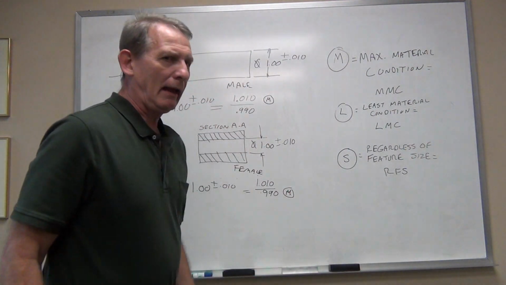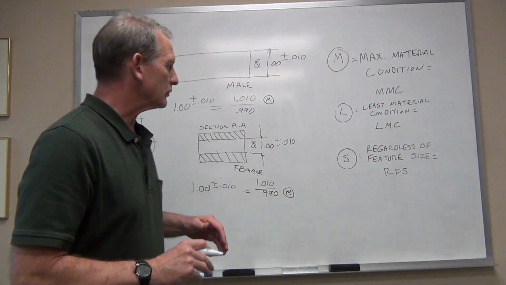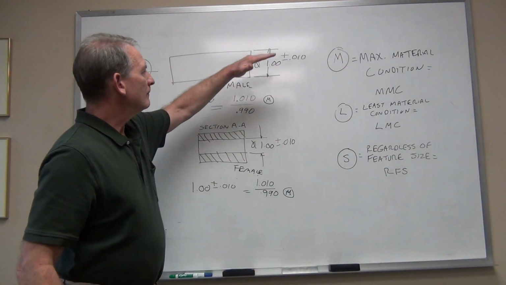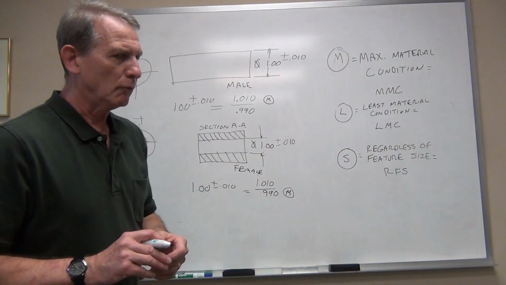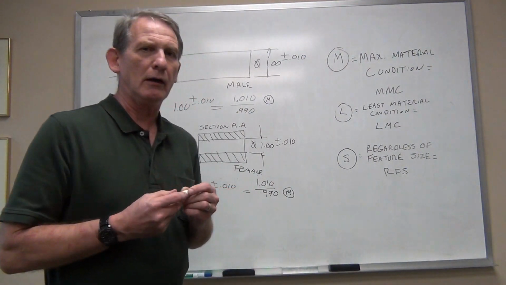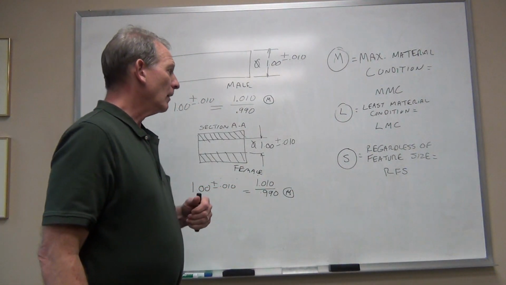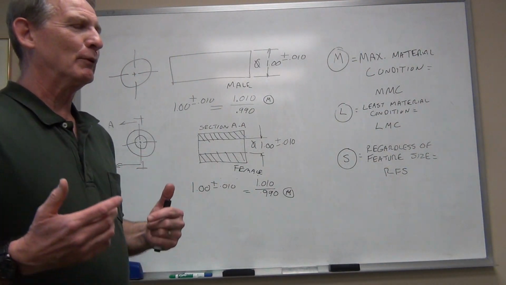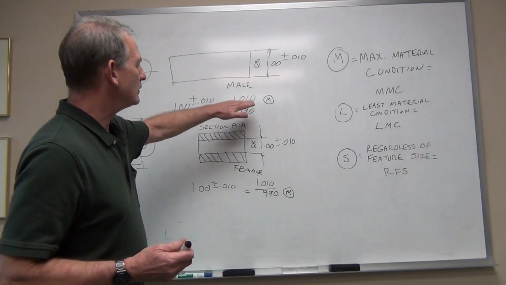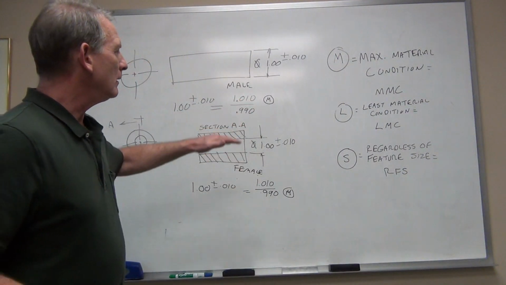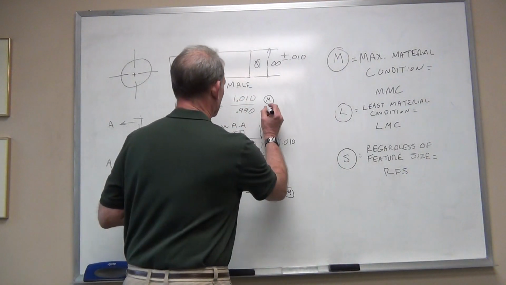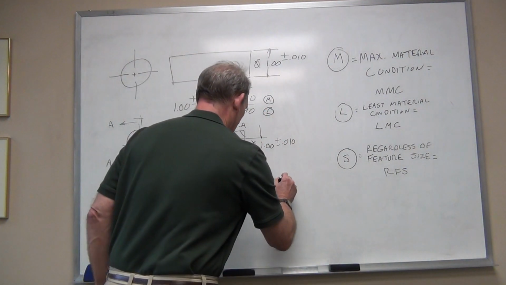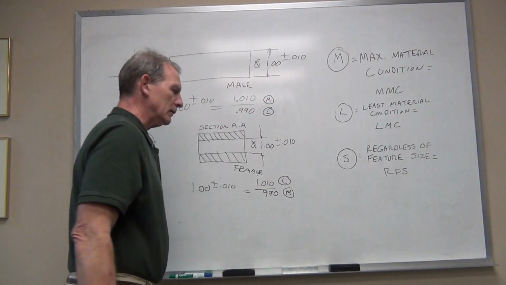So we make that a maximum material condition at 990 thousandths for the female part, 1 inch and 10 thousandths for the male part. The rest of it's pretty easy. Once we get those two right, we can't go far wrong here now. So if this is the maximum material condition limit, this is necessarily the least material condition limit. And likewise, this is the least material condition limit.